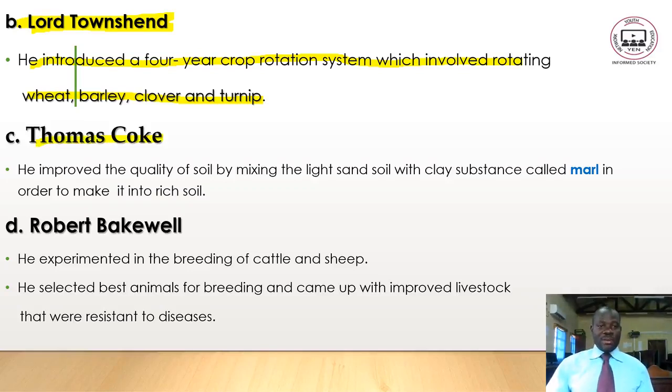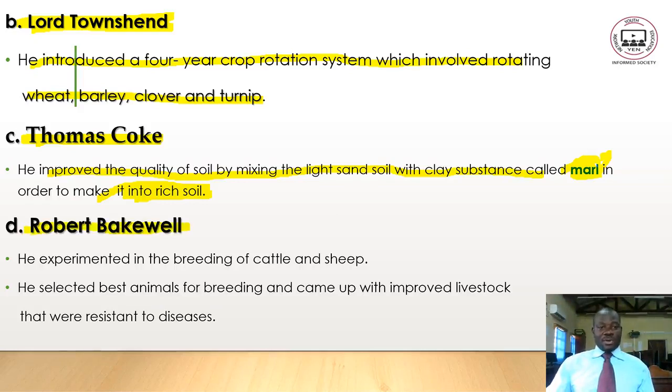The other one was Thomas Cook. He improved the quality of soil by mixing light sandy soil with a clay substance called marl, in order to make it a rich, fertile soil. So he improved the soil fertility. You can see it was like the beginning of fertilizer there, Thomas Cook.